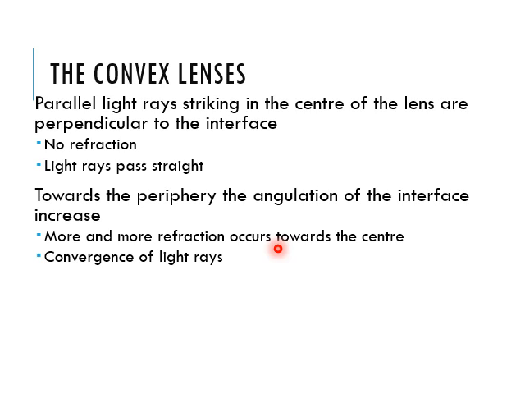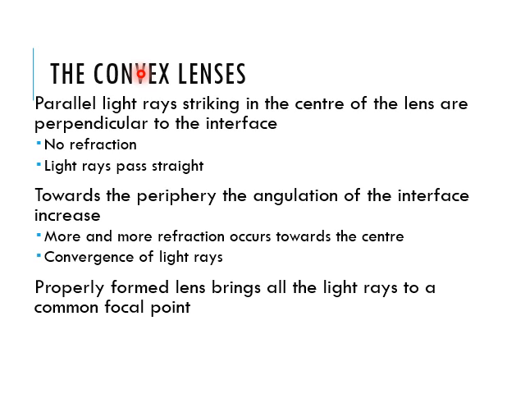And then there would be convergence of light when they are bent in the case of convex lenses. That's why they are also called converging lenses. Now, a properly formed lens brings all the light rays to a common focal point. What is a focal point? A focal point is a point where all the rays would pass. It is a common point. So the convex lens, as we discussed already, is also called a converging lens because the light rays traveling through it converge, they come together at a common focal point.